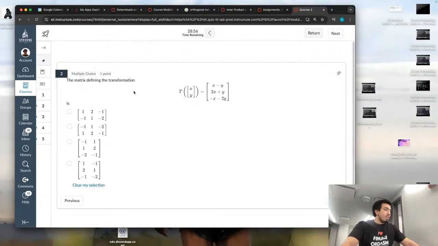The matrix defining the transformation is, okay, let's see, same question. This one is a 2 by 1, so we're going to get a 3 by 2. 3 by 2, either one of these guys. So without looking at these answers, it's going to be 1 and negative 1. And this one's going to be 2 times x plus 1 times y.